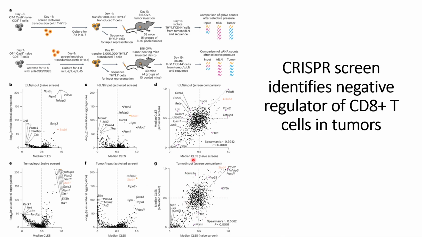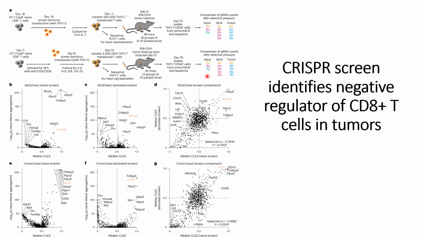When they did the screen comparisons across multiple samples, they found that STUB1, PTPN2, TNFAIP3, PDCD1, TRP53, ATF3 all look like probable candidates for the downregulation of CD8 plus T cells. This is what they found in the preliminary studies.